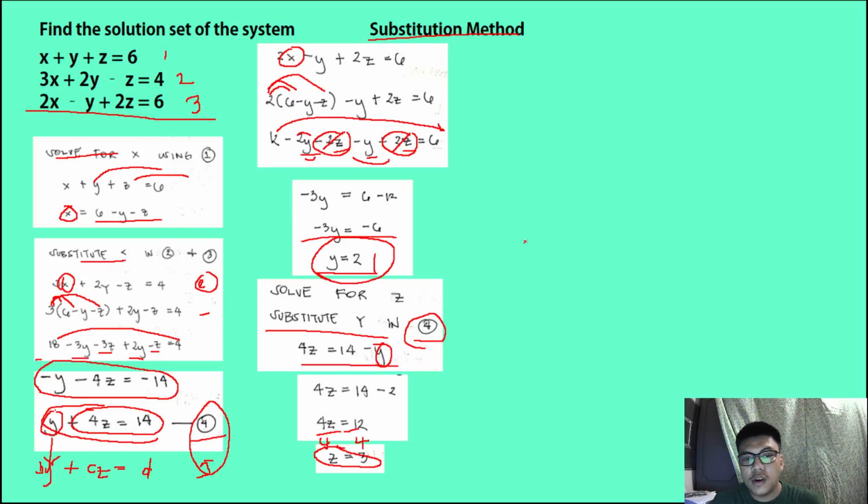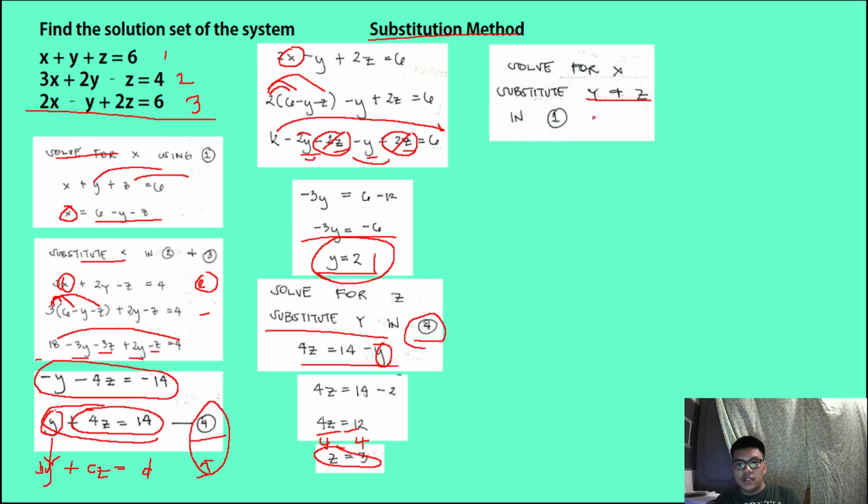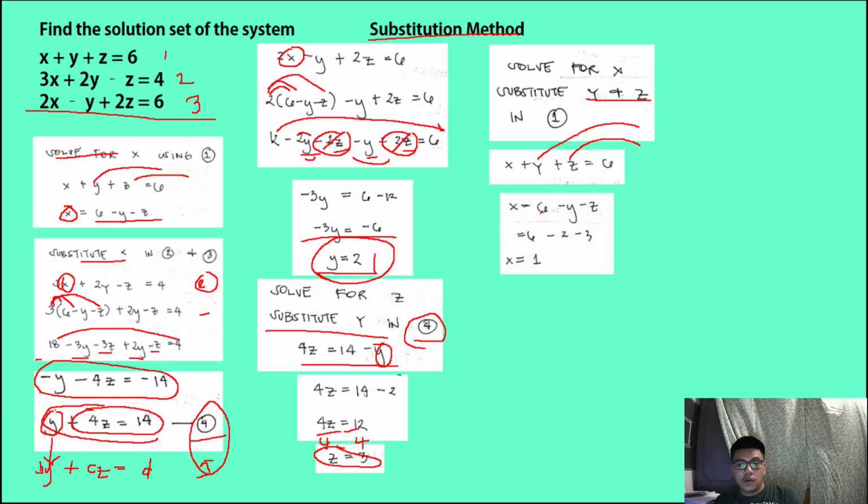Okay, so meron ka ng 2 variables, so you can use equation 1, 2, or 3, ano? So you substitute y and z in equation 1. So you're going to use x plus y plus z is equal to 6. Since we are solving for x, so transpose natin yung y and z here sa kanan. So you have now x is equal to 6 minus y minus z. Substituting the value of y and z, so you have 6 minus 2 minus 3, so that is equal to 1. Ayun.